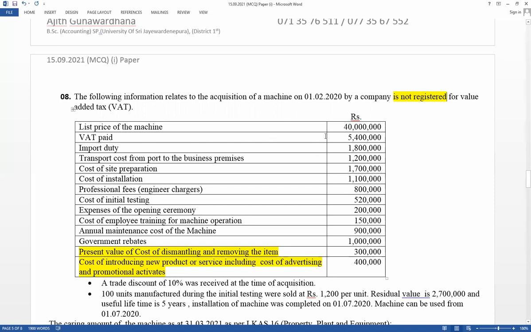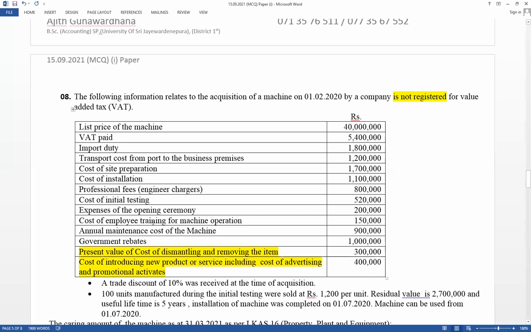Right. List price it is given, and think here it has given trade discounts. List price it has given, therefore this value should be considered. VAT paid amount also should be considered now. Reason business is not registered, and import duty should be considered. Transport cost should be considered. Site preparation should be considered, and cost of installation should be considered. Professional fees should be considered. Cost of initial testing also should be considered.